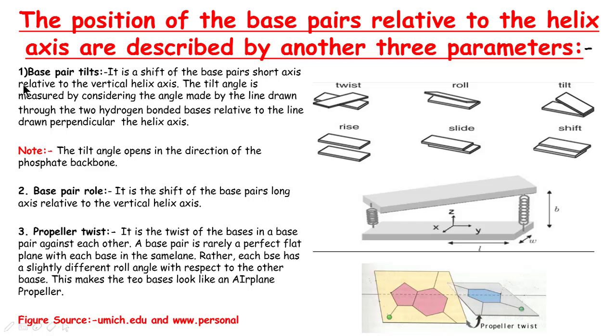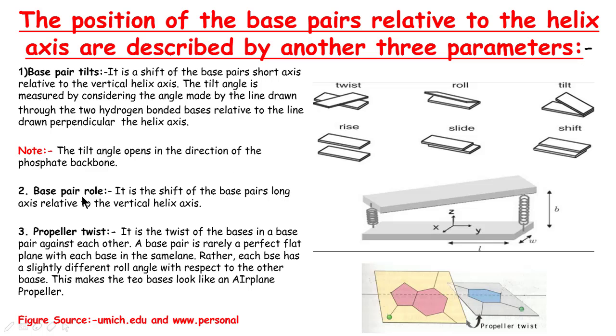Let's see what is the base pair tilt. It is a shift of the base pair short axis relative to the vertical helix axis. The tilt angle is measured by considering the angle made by the line drawn through the 2 hydrogen bonded bases relative to the line drawn perpendicular to the helix axis. Note the tilt angle opens in the direction of the phosphate backbone. If it is open on this side, what should be there? There should be a phosphate backbone.